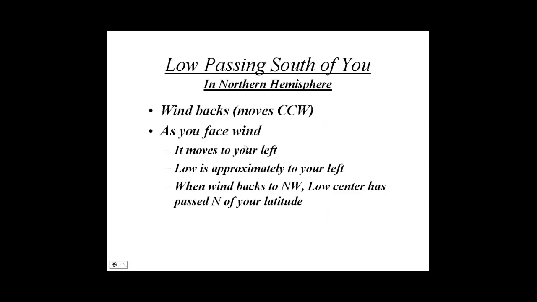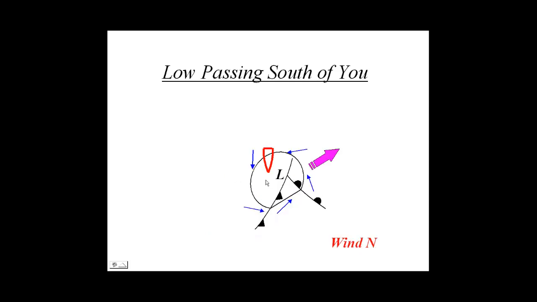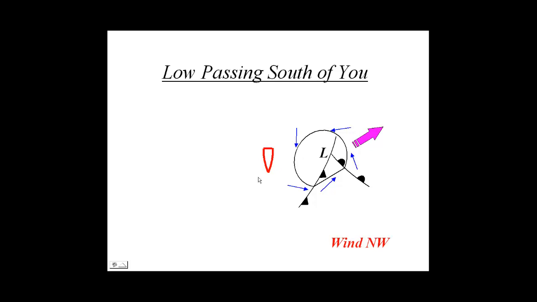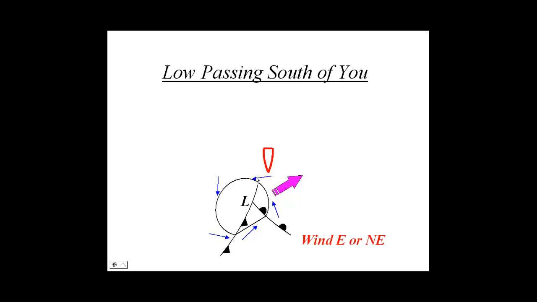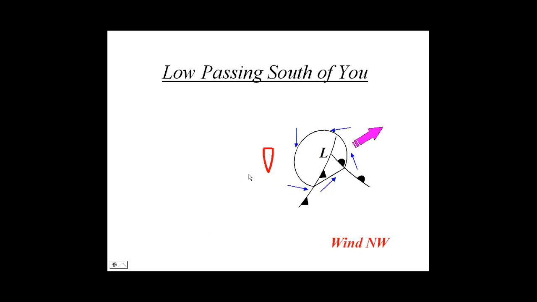Now let's go to a low passing to your south. The wind will back, or move counterclockwise. So here again, here is a low south of you, and the wind is blowing from the east or northeast. The low has moved to this point, and the wind has backed to north, okay? And the wind has backed further to northwest. The low has passed south of you. And here again, the pressure is going from 1004, a little lower here, and higher again here.